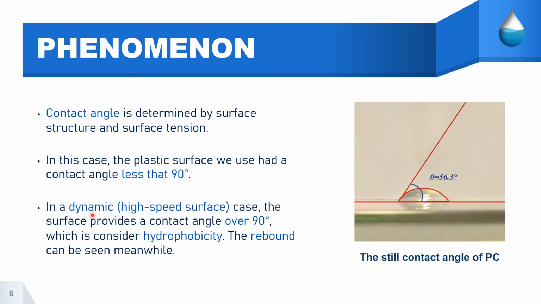But in a dynamic, which means high-speed surface, like when this surface started to move very fast, the water provides a contact angle over 90. So it's considered hydrophobicity, and the water won't stay on this surface. When it goes down, it'll rebound into the air and rebound several times until it disappears.